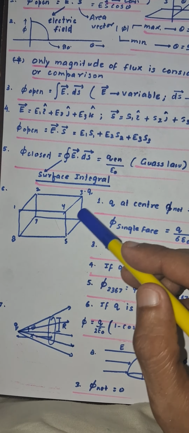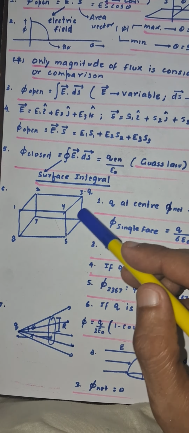Now if q is at the corner, then total flux through the cube will be q by 8 epsilon naught. If q is at corner 1, and we take a plane which includes 1, just like 1 2 3 4, the electric field will be in the plane and the area vector of that plane will be perpendicular to the plane. So the flux through a plane which contains 1 will be 0. Because of that, flux through 1 2 3 4, or 1 2 7 8, or 1 4 5 8 will be 0, and the rest of the flux, q by 8 epsilon naught, will be divided equally into the three other faces. The flux through the three other faces, that is 2 3 6 7, 3 4 5 6, or 5 6 7 8, will be q by 24 epsilon naught.